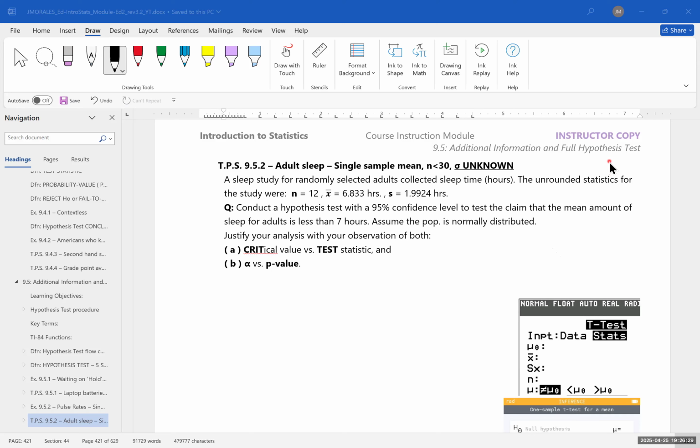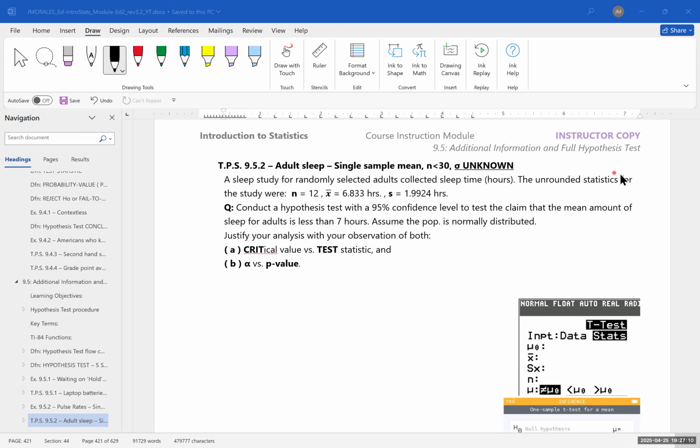Okay, so let's look at this one. A sleep study for randomly selected adults collected sleep time. The unrounded statistics for the study were a sample size of 12, a sample mean of 6.833 hours, and a standard deviation of 1.9924 hours. Conduct a hypothesis test with a 95% confidence level to test the claim that the mean amount of sleep for adults is less than 7 hours. Assume the population is normally distributed. Justify your analysis with your observation of both the critical value versus the test statistic and the significance level versus the p-value.